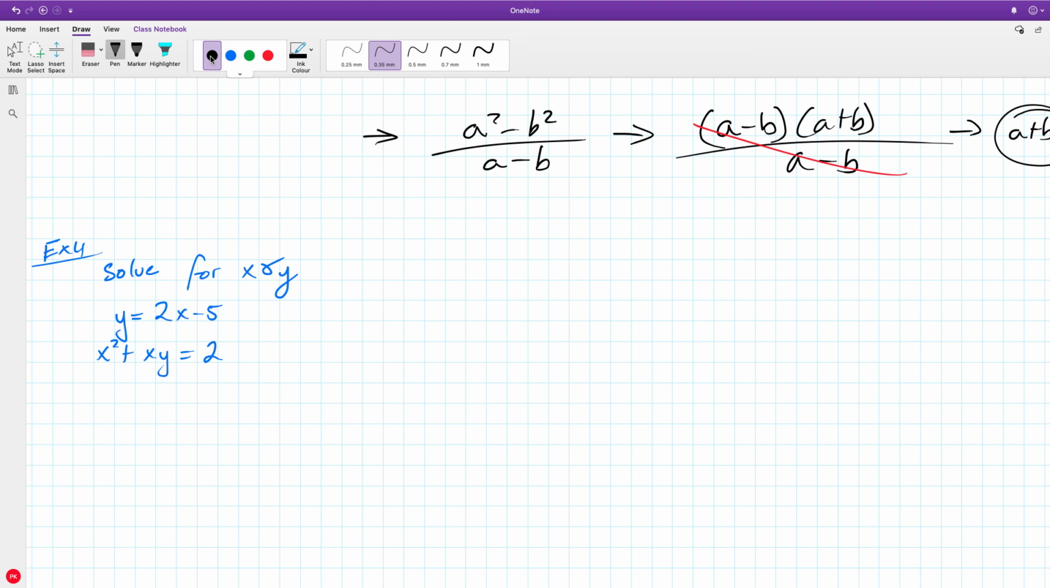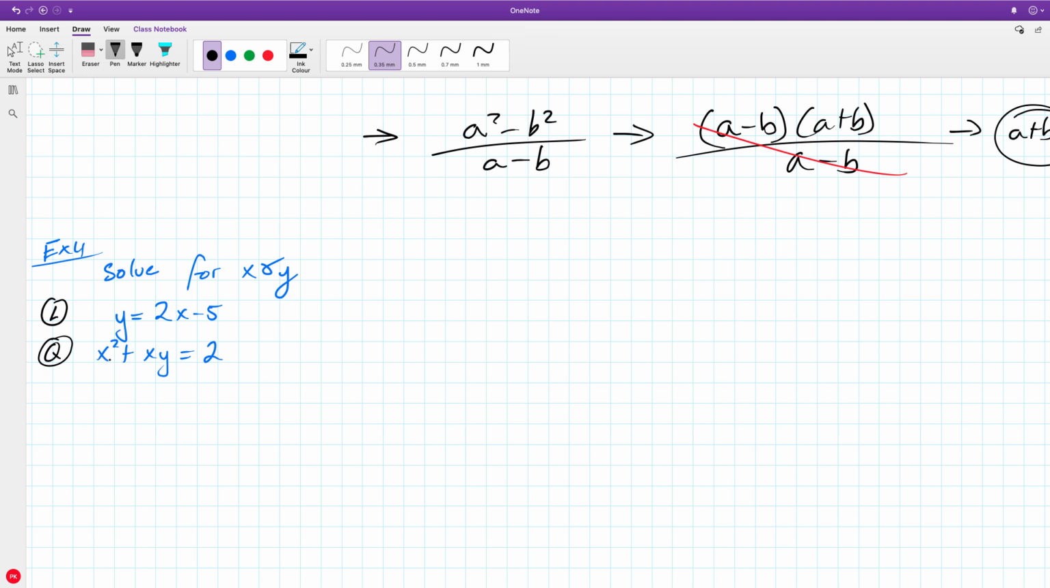Right, let's have a little go at it. So, solve for x and y. Y is equal to 2x minus 5, x squared plus xy is equal to 2. We know the top is our linear and our bottom is our quadratic because there's no squares on top and there's a squared on the bottom. In this situation, it's done for us already anyway, we chose to solve for y. Why wouldn't we have gone for x anyway?